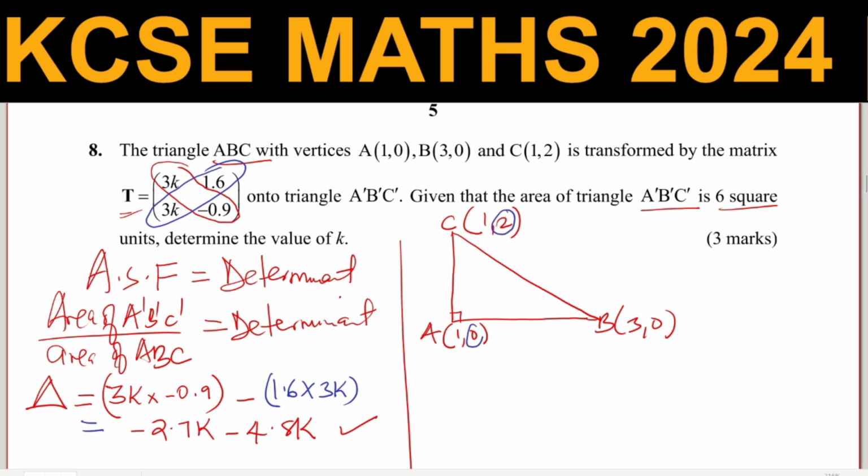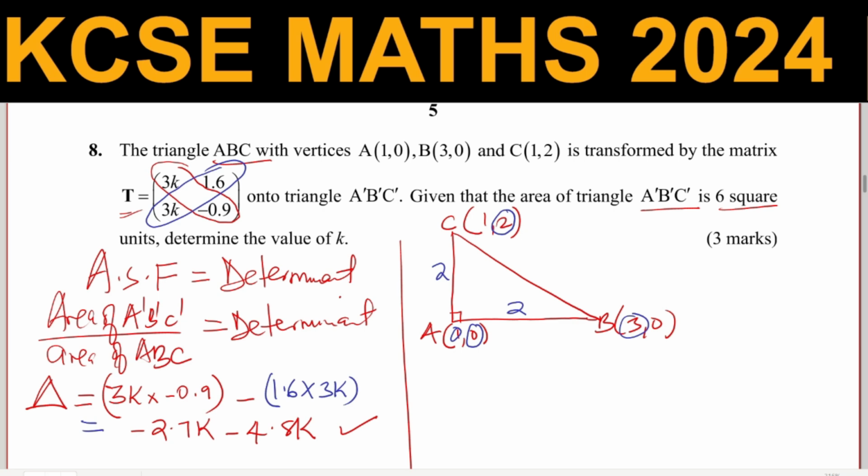So from 0 to 2, those are 2 units up. Then the base will be given by the horizontal displacement, that is the x, or you check the x coordinate. So from 1 to 3, that is 3 minus 1, which will be 2. So the base will be 2. Then for the height, we are looking at the y displacement from 0 to 2.